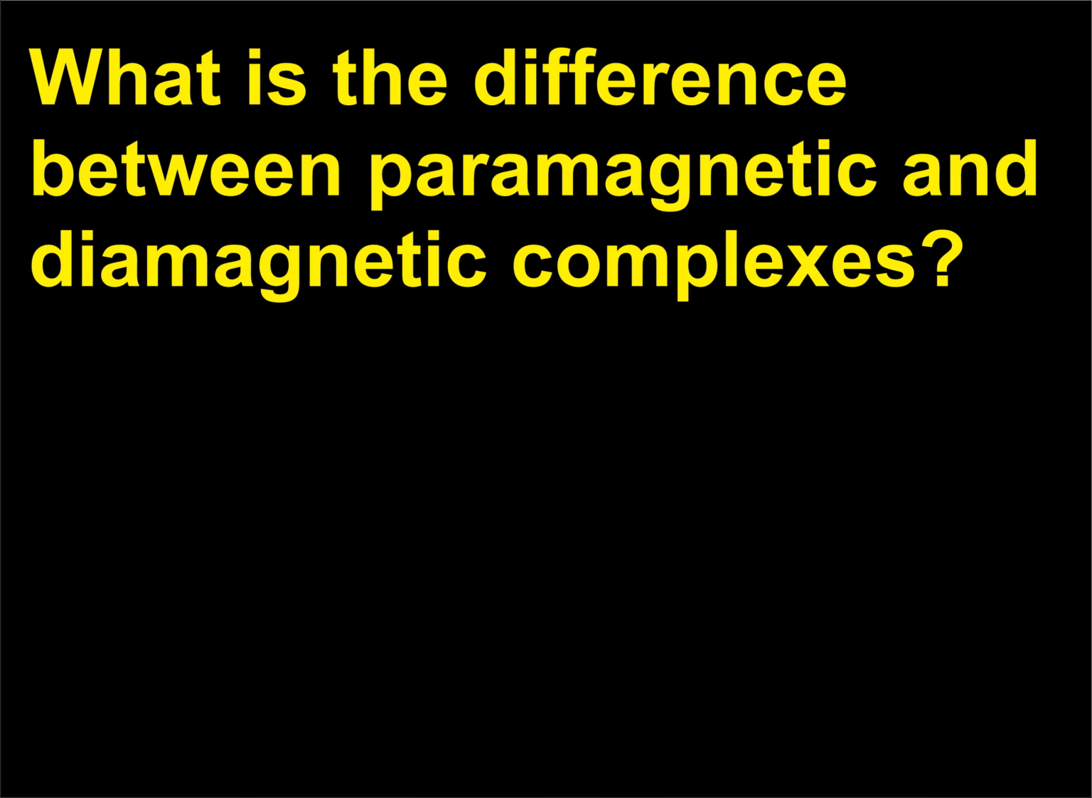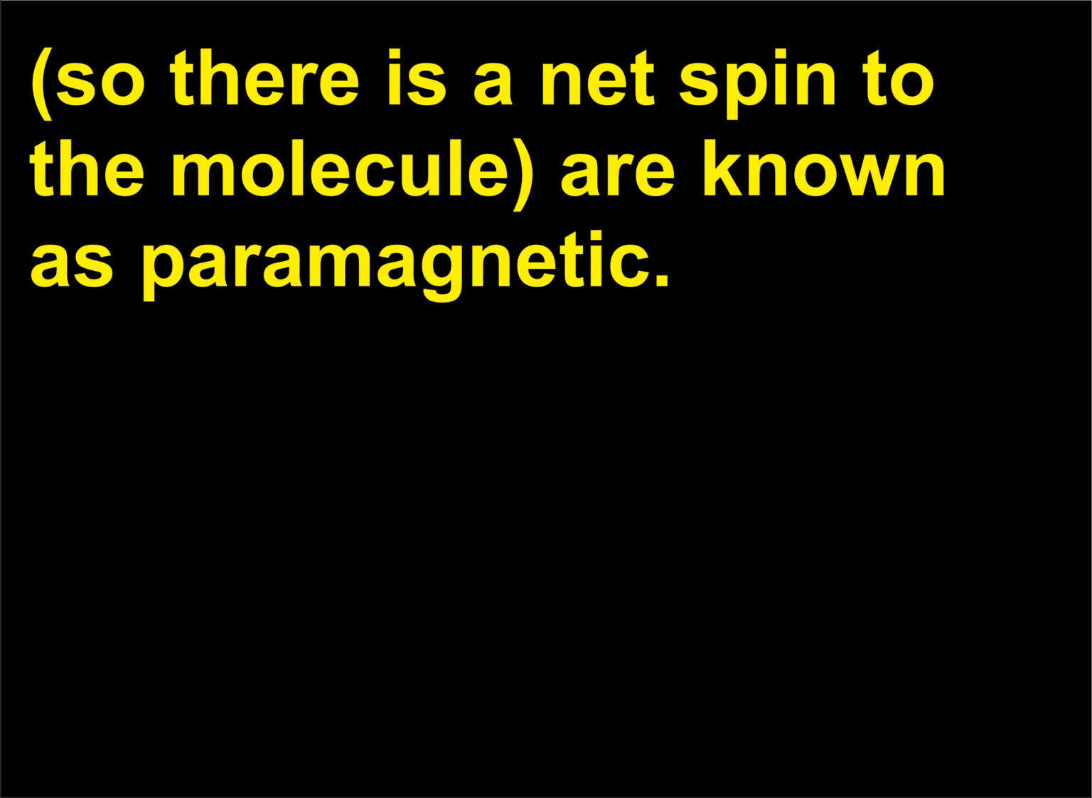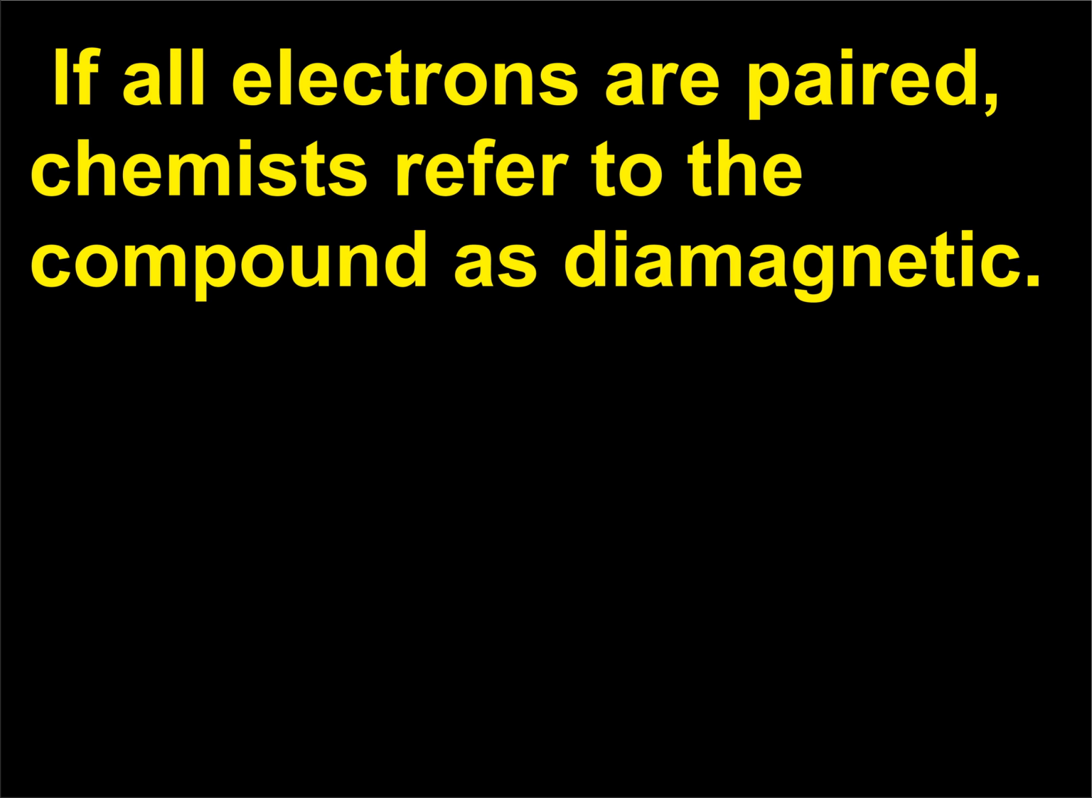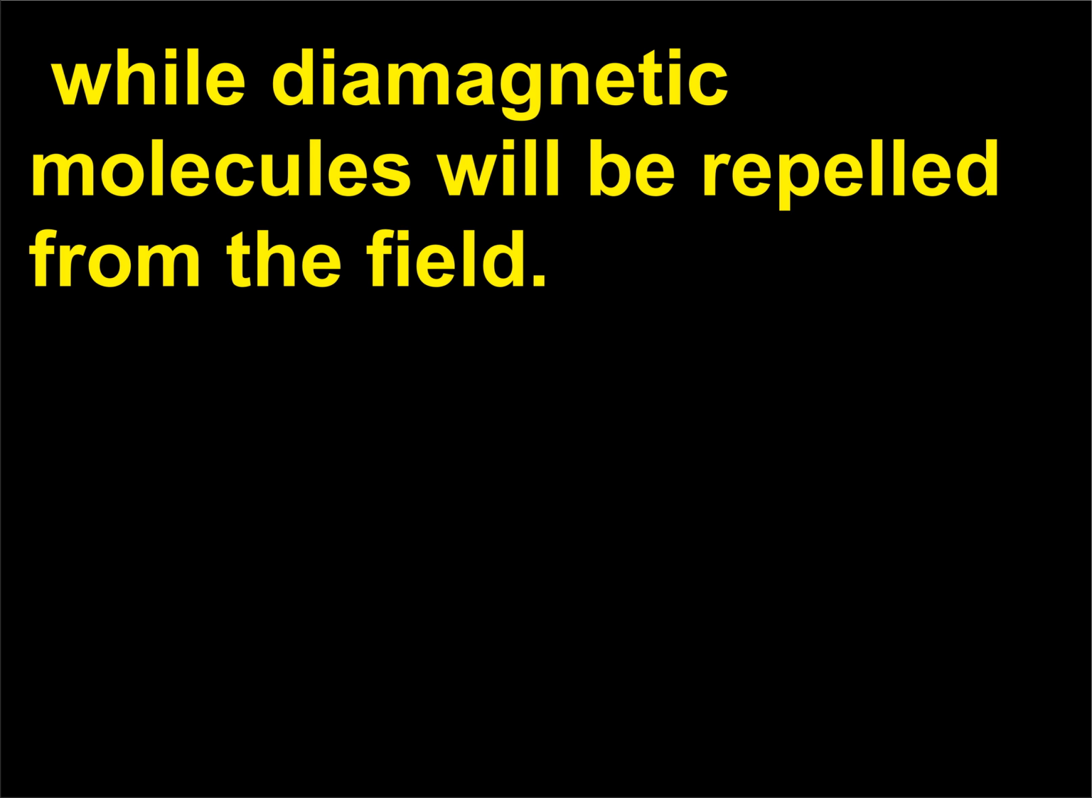What is the difference between paramagnetic and diamagnetic complexes? In chemistry, atoms or molecules that have at least one unpaired electron, so there is a net spin to the molecule, are known as paramagnetic. If all electrons are paired, chemists refer to the compound as diamagnetic. When a magnetic field is applied, a paramagnetic substance will be attracted to the field, while diamagnetic molecules will be repelled from the field.